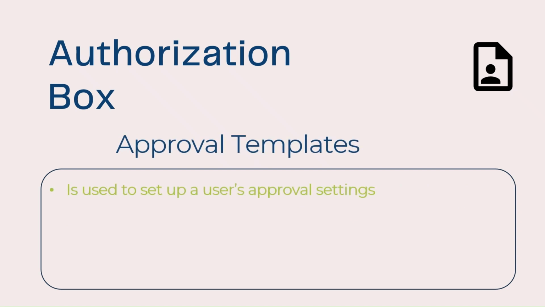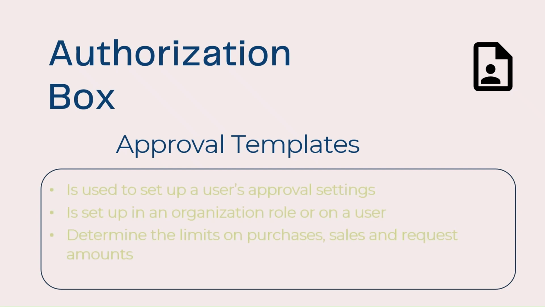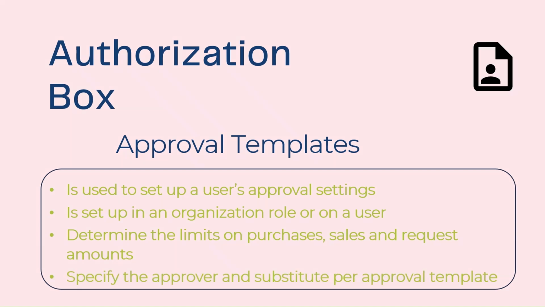Approval Templates. An approval template is used to set up a user's approval settings, and is set up in an organization role or on a user. With this template you determine the limits on purchases, sales, and request amounts, with the option to specify the approver and the substitute per approval template.